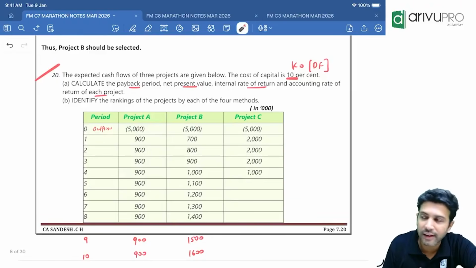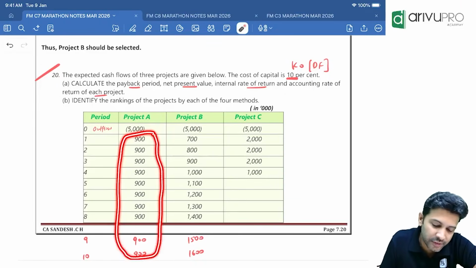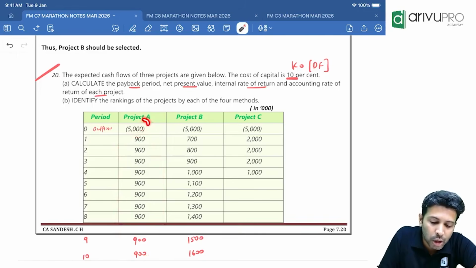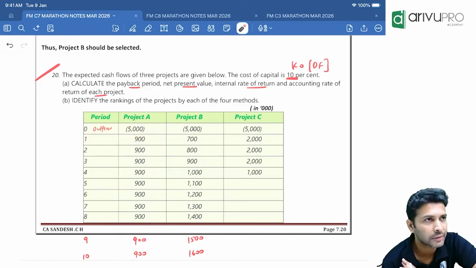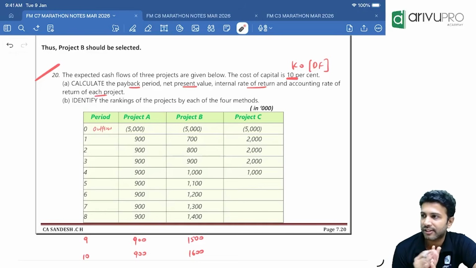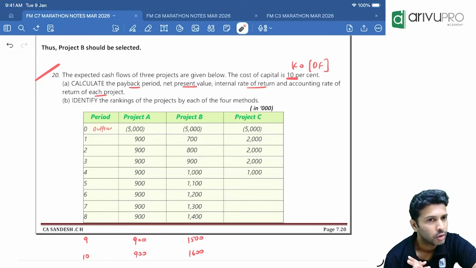For A, all of you calculate for A. Cash inflow they have given for 10 years. Every year 900. Cash outflow at year 0, 5,000. How do you calculate the average PAT? All of you calculate average PAT. Let's see. If you're getting 400, right answer. Otherwise, no. You're getting 400, sure.